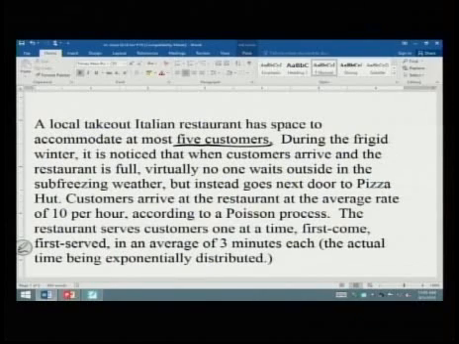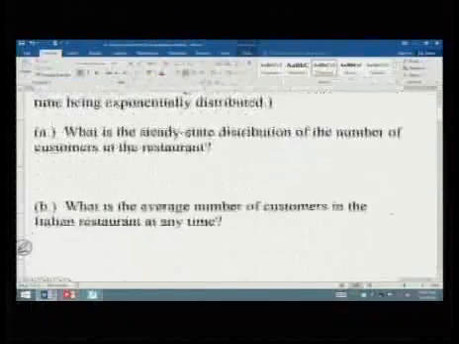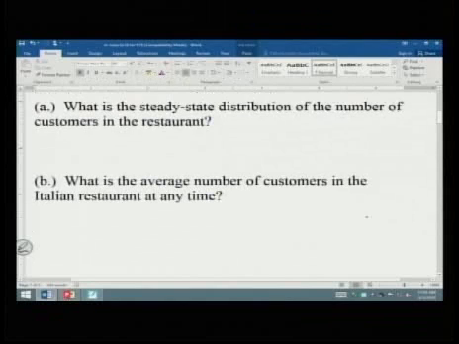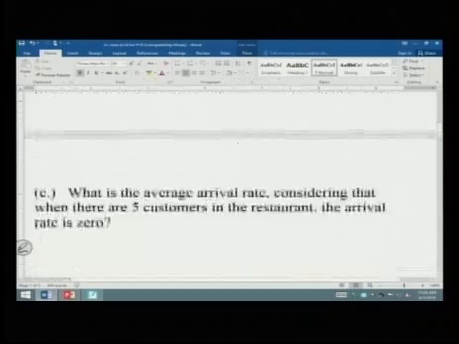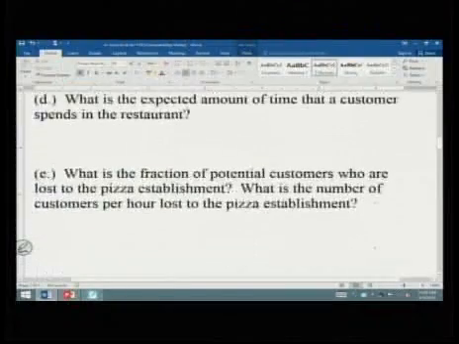And the actual timing exponentially distributed. Okay. And then the first question is, what is the steady state distribution of the number of customers in the restaurant? And then we have a couple more questions.